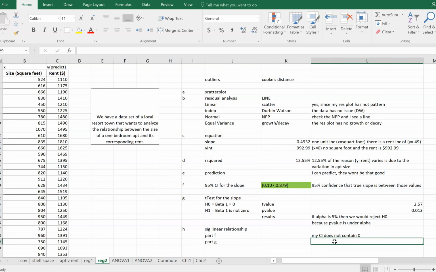All right, so second thing I want to know. The reason for the t-test, the reason for part G, is for the p-value. My p-value says I reject H naught, and that means I have a non-zero slope. And that's important to me. Once again, that backs up my confidence interval. See, the t-test and the confidence interval should back each other up. They work together. That's always true, no matter what you're doing.